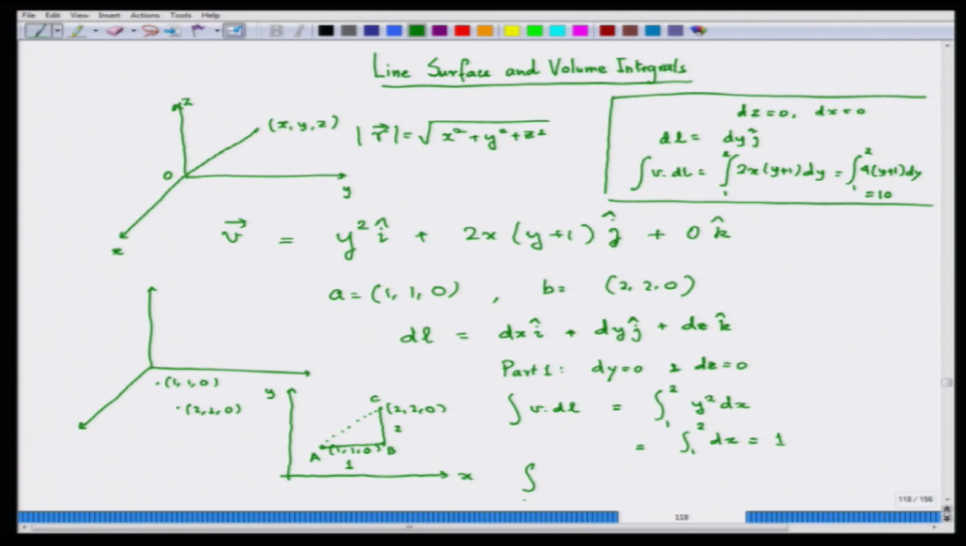So, to write that, my integral from a to b, where a is 1 1 0 and b is 2 2 0, is 11. The question is, what will happen if I take it from point A to point C? You can try it out. From point A to point C, you observe that only z does not change, but x and y both change, right. So, basically you have to write it in this format.